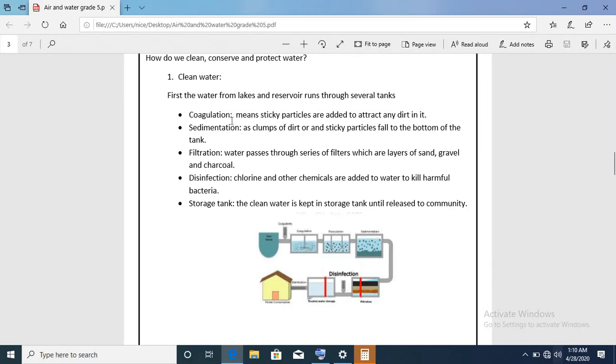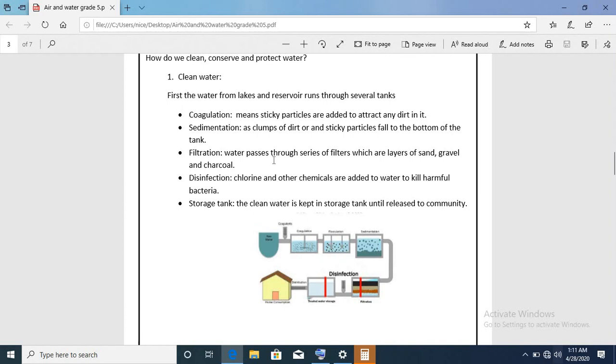What is meant by coagulation? Coagulation means sticky particles are added to attract any dirt in the water. So we add sticky particles like a magnet, and they attract all the dirt in the water. Number 2, sedimentation: the clumps of dirt and sticky particles fall to the bottom of the tank. Look here, all the sticky particles and the dirt fall down to the bottom of the tank. And then we go into filtration.